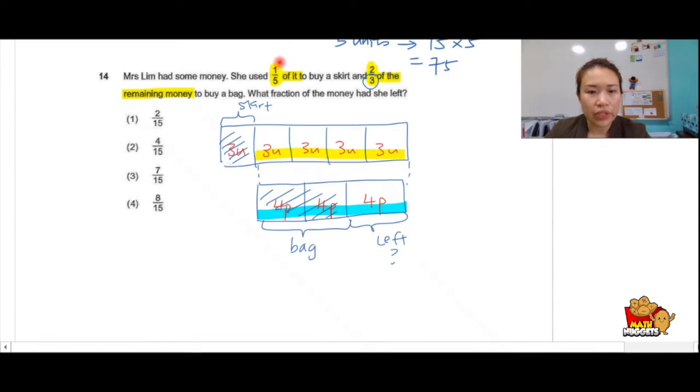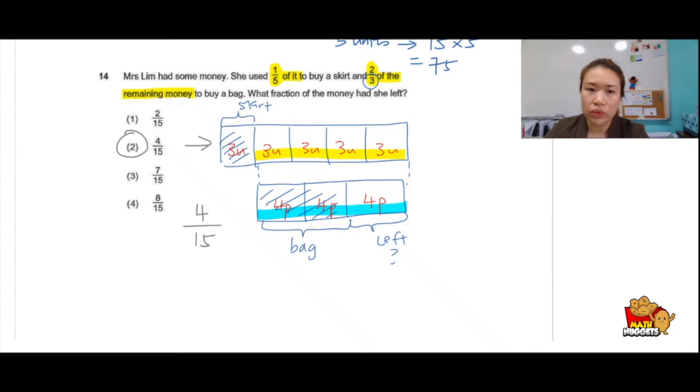So now we're able to find out what fraction of the money she had left. 4 out of the total. The total we have is 3 times 5 here, which is 15. Option 2. So what I just did was the model way.